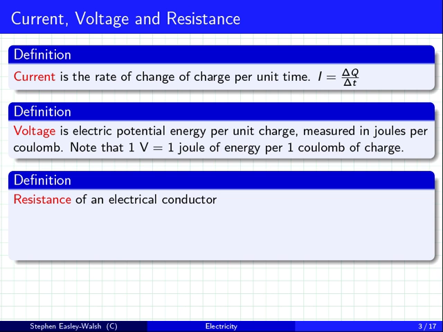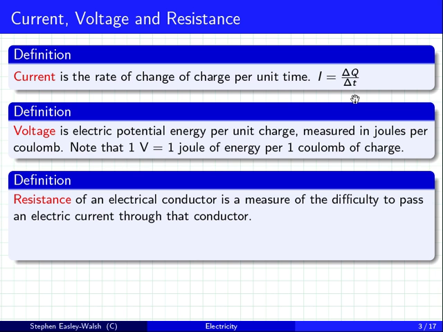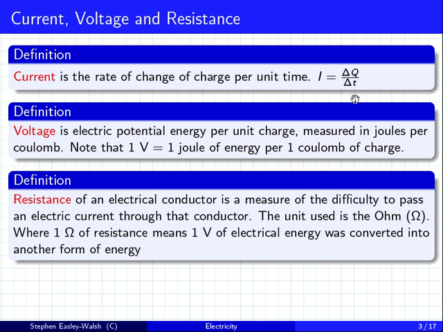Resistance. So, resistance of an electrical conductor is a measure of the difficulty to pass an electric current through that conductor. The unit used is the ohm. 1 ohm of resistance means 1 volt of electric energy was converted into another form of energy when 1 amp passes through it. So what does that mean? That means when you have 1 amp and you lose 1 volt, then you say that's a resistance of 1 ohm.